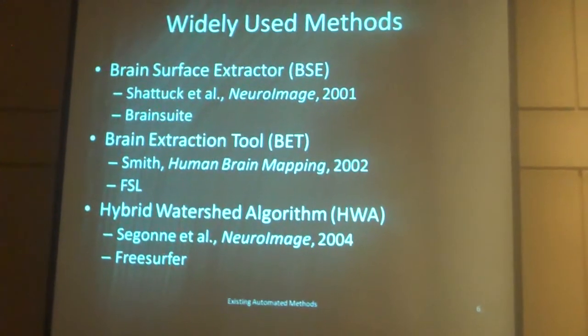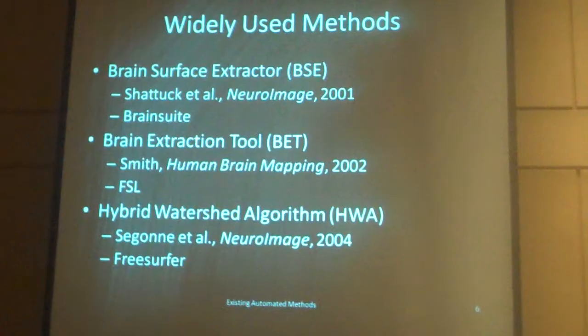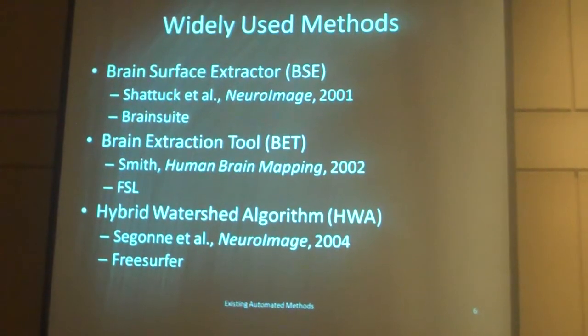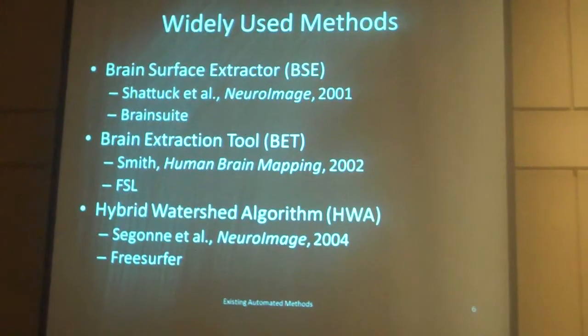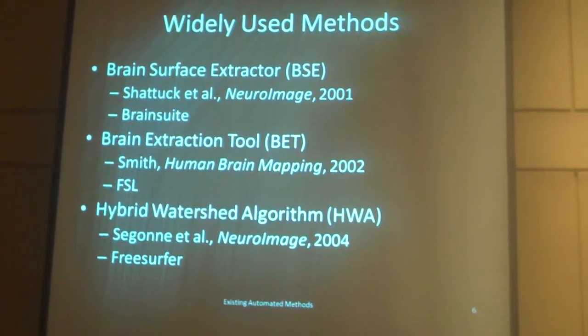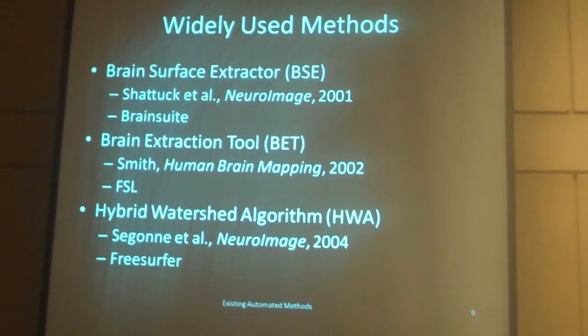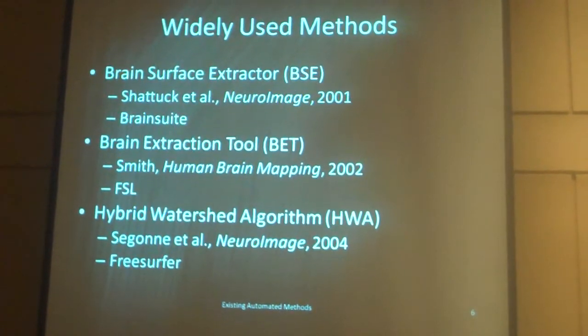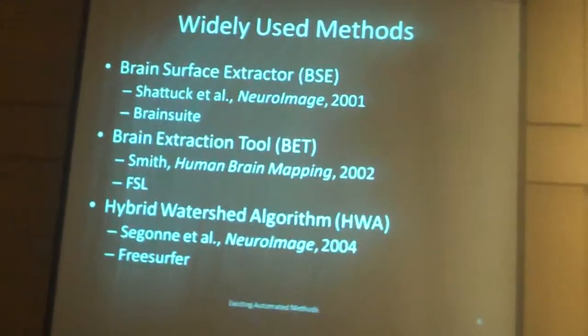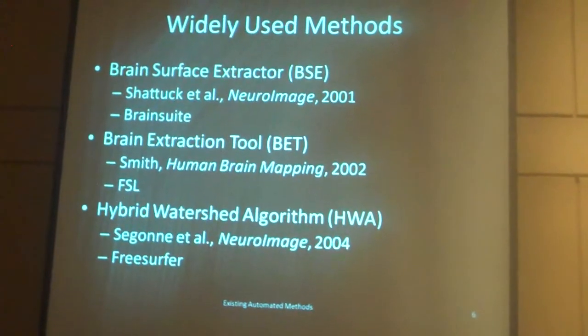The hybrid watershed algorithm applies the watershed transform to the subject image to get a rough idea of where the brain is, and then it fits it to a deformable template model. It deforms that model more to refine the segmentation, and it's part of the FreeSurfer set of tools.